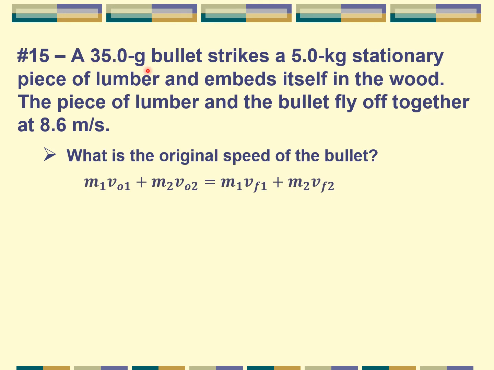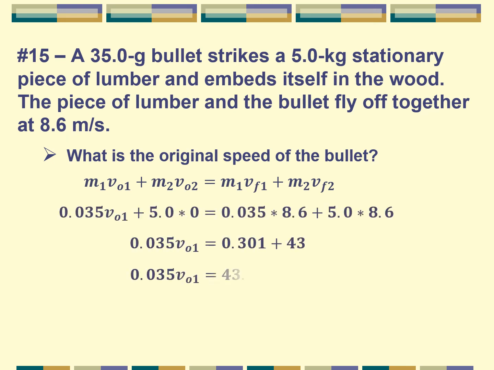We got all the information given to us. We got 35 grams, which needs to be converted to kilograms. So mass 1 is going to be 0.035. And then the second mass is 5 kilograms. Initially, for the second mass, it has 0 velocity because it's stationary. The final velocity of the second mass is going to be 8.6, and the final velocity of the bullet is going to be 8.6. So we'll go ahead and plug in the information that we know.